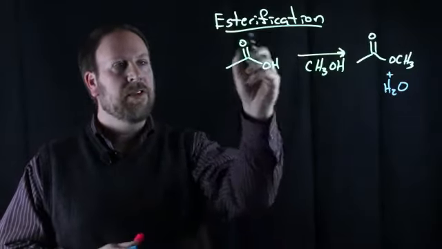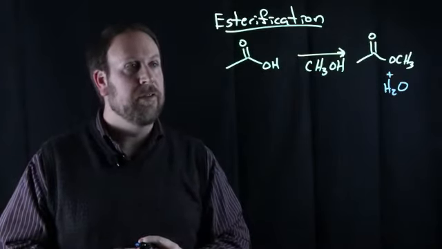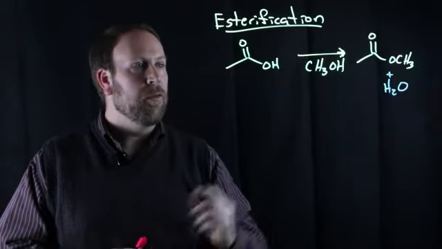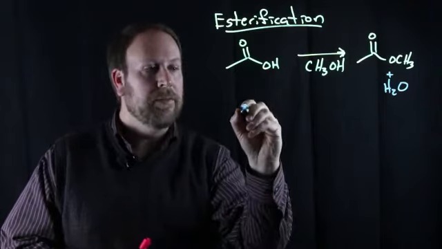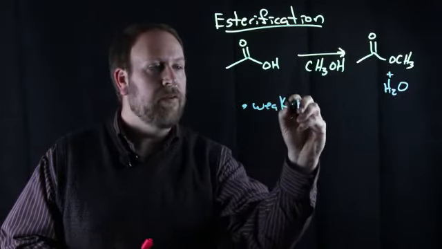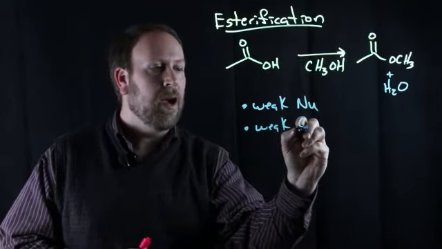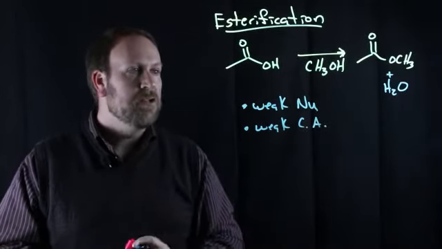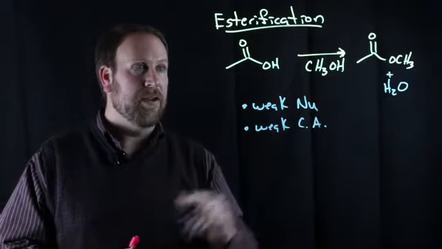Now if we look at the carboxylic acid, this is one of the least reactive carboxylic acid derivatives that we have. And if we're looking at methanol, methanol happens to be a pretty weak nucleophile. So we have a weak nucleophile, and we have a weak carboxylic acid derivative. So we want to do something with our reaction conditions to try to get our chemistry to work.